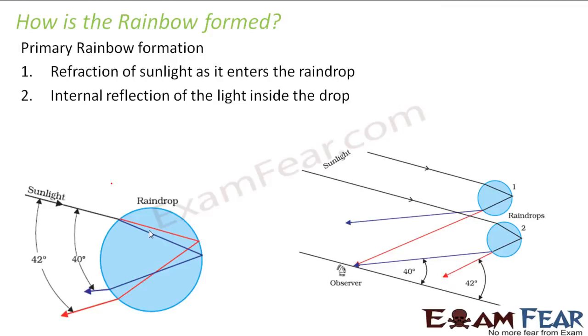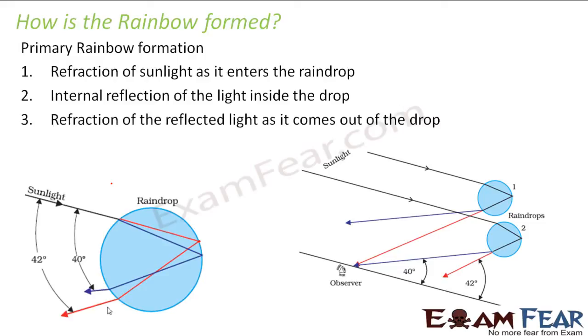In the next step, what happens? Total internal reflection of light takes place inside the drop. Now when they reach this boundary, what happens? Total internal reflection takes place. That means they get internally reflected and then they again come out from the other end. So what happens here again? Refraction of the reflected light takes place as it comes out of the drop, because again there is a change in medium. So what happened? While entering inside the raindrop, there was refraction.